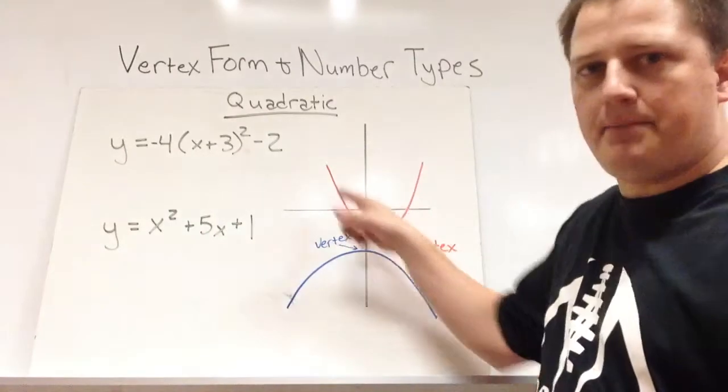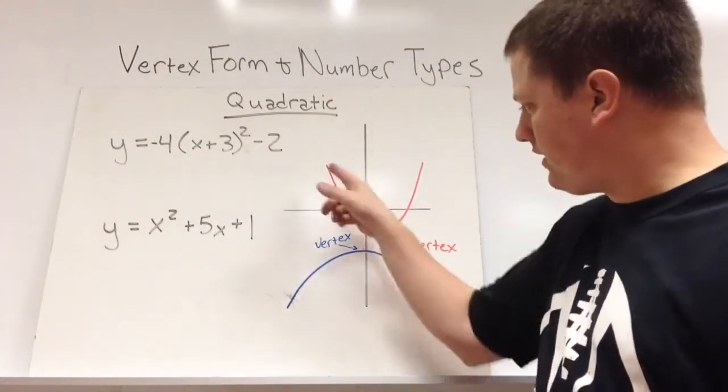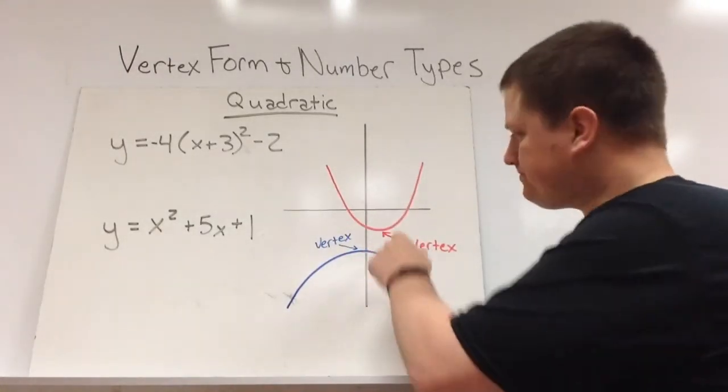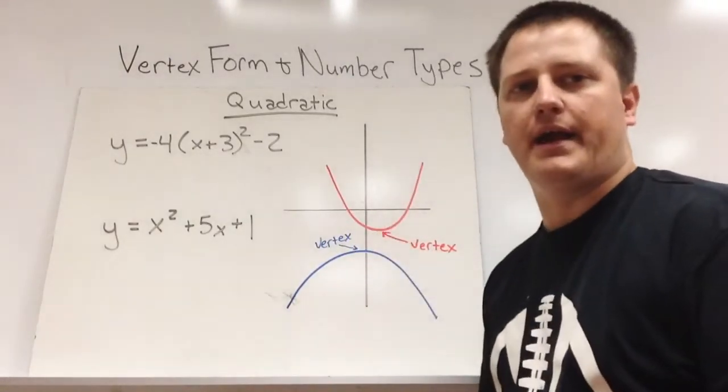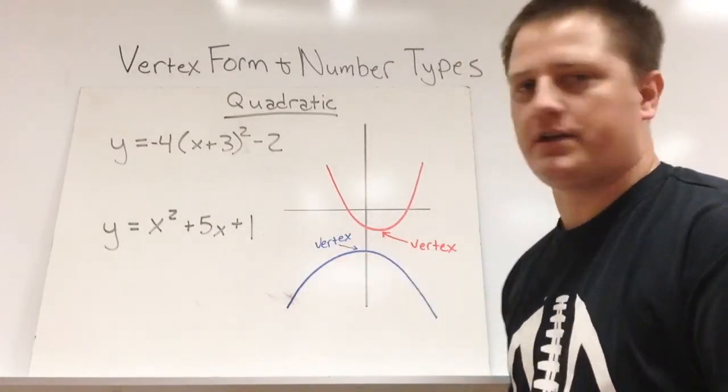They're kind of a U shape. It's called a parabola. The U could go down or it could go up. The vertex is basically right in the middle here, and on either side we have mirror images. So these are the vertices.